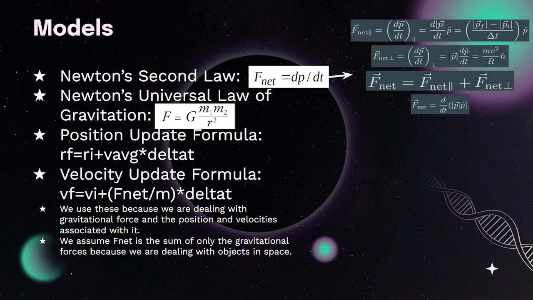as a vector. For the models, we use Newton's second law, where F net equals dp over dt, and this can be expanded, so F net parallel equals this, and F net perpendicular equals this, and F net equals F net parallel plus F net perpendicular. Newton's universal law of gravitation is F equals big G, the constant of gravitation, times the mass of one object times the mass of the other, over the magnitude of the displacement squared.